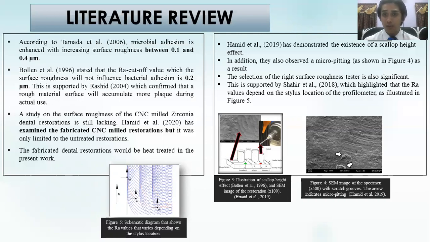Hamid also has demonstrated the existence of a scallop height effect as shown in figure 3, which we can see in the image that was captured by the SEM machine. In addition, they also observed micropitting as shown in figure 4 as a result. The selection of the right surface roughness tester is also significant. This is necessary in avoidance of the incorrect data measurement. This is supported by Shahir, which highlighted that the Ra values depend on the stylus location of the profilometer as illustrated in figure 5.